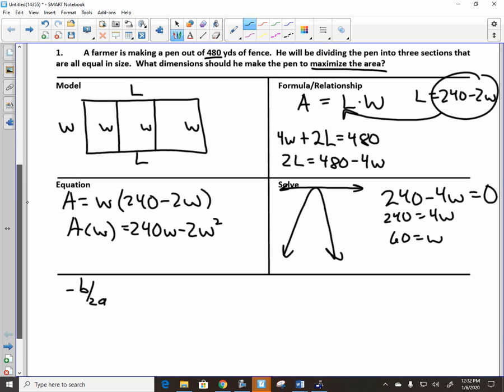The question was, what dimension should he make the pen to maximize the area? Well, if the width is 60, how do I figure out what the length would be? Plug it back in. This tells me the length is 240 minus 2w. So 240 minus 120 is 120. So he's going to make the pen 60 by 120, and that will maximize the area. Do you agree that for his use, he'd like to maximize the area? Yeah, that's something that's important to him.